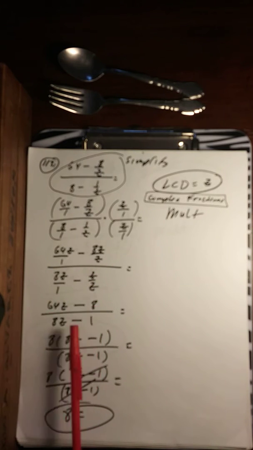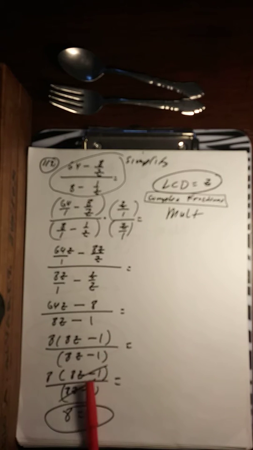Now, factor out the 8. So 8 times that is this, and 8 times that is that. Now you notice that there is something the same on top and bottom, denominator and numerator, and that happens to be z minus 1. These are gone, so we have 8. That's it, left over.